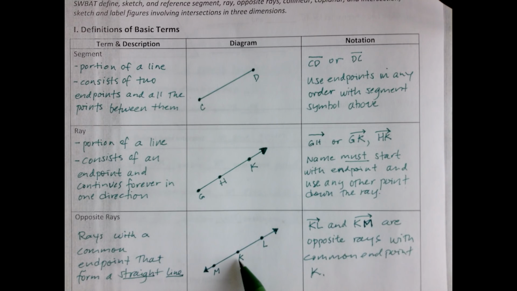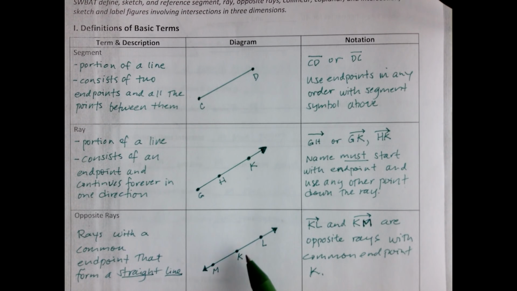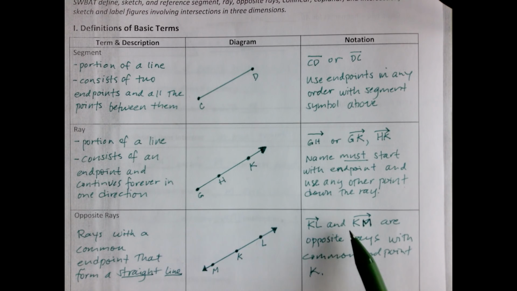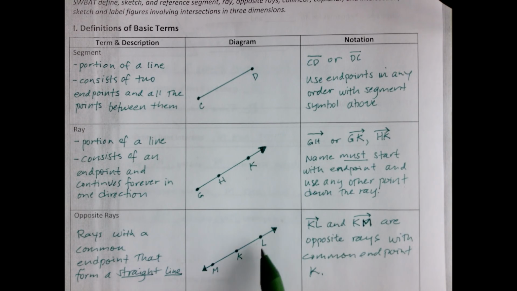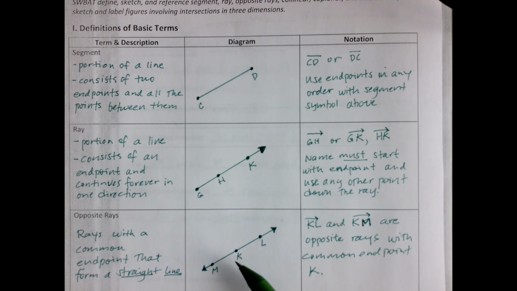The way that we name them is, if you're asked to identify the opposite rays, KL is one. We start with the starting point, always do that, and that's one ray. KM is the other. Notice that the point in the middle is how we start our names for the rays, or for the opposite rays. So KM and KL.